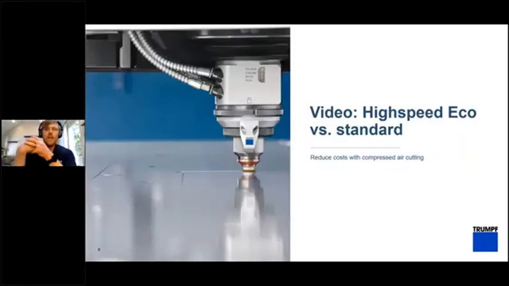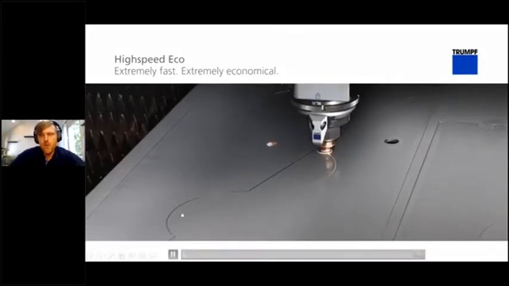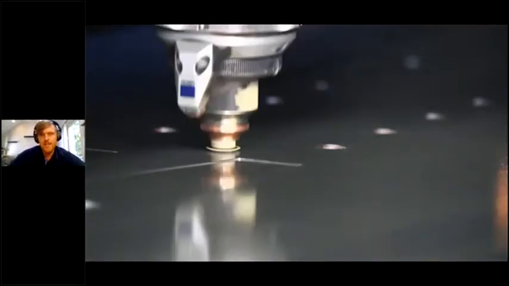So now when you look at the standard process against a high speed or high speed Eco process, there are a couple of benefits. One is a big reduction in gas consumption. The other is a big increase in speed, so a pretty substantial reduction in processing times. So this is a little video that will show a side-by-side comparison between those two processes.